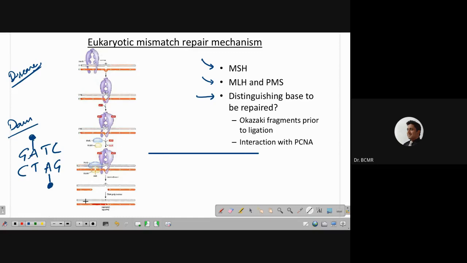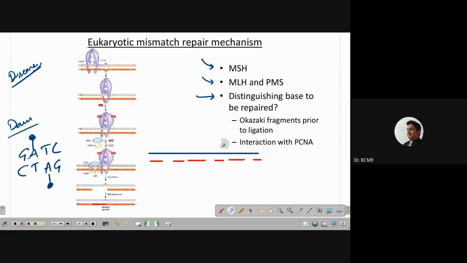So if there are any Okazaki fragments, that means that is the DNA that is newly synthesized. So any repair changes that are to be made will usually be made on the Okazaki fragments and sealed up. Then what about the leading strand?